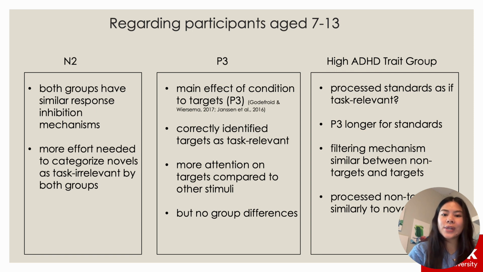Again, for the high ADHD trait group, from that marginally significant main effect of group for the late P3, this insinuates that children in the high ADHD trait group process standards as if task relevant, and the P3 occurred for longer for the standard stimuli compared to children in the low ADHD trait group. And perhaps their filtering mechanism is similar between non-targets and targets, given the marginally significant effect of non-targets having a larger amplitude for the high ADHD trait group than the low ADHD trait group. And perhaps they process non-targets similar to how they processed novel stimuli.